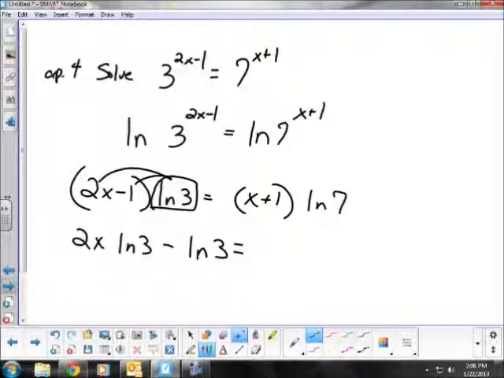Then I got to do the same thing on the other side. So I've got x times the ln of 7 plus the ln of 7. Okay, not like terms.